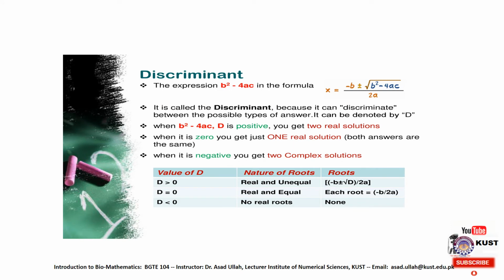Discriminant. b square minus 4ac is known as the discriminant. It is normally denoted by a capital D. With the help of the discriminant, we can judge the nature of the roots. For example, if D is greater than 0, then the nature of the roots will be real and unequal. If D is equal to 0, the roots will be real and equal. And if D is less than 0, there will be complex roots.